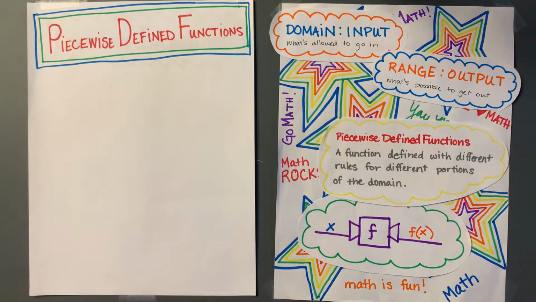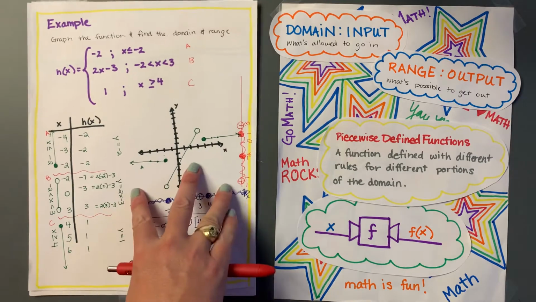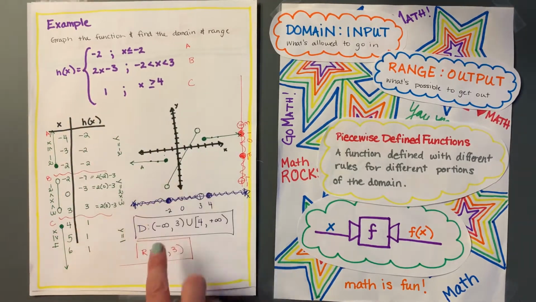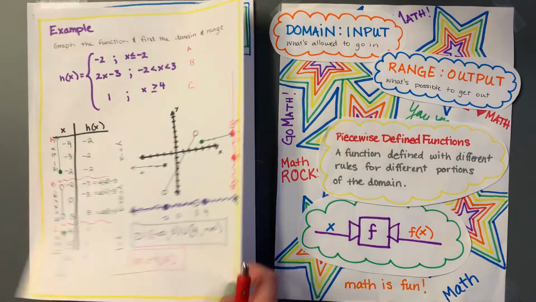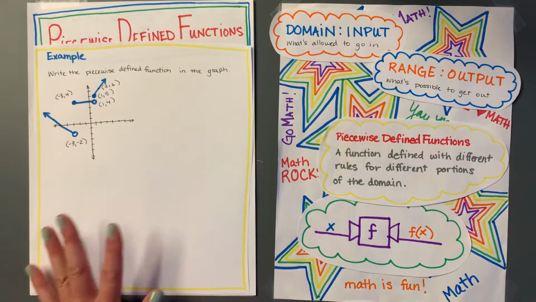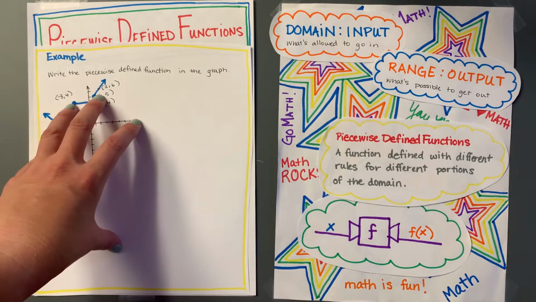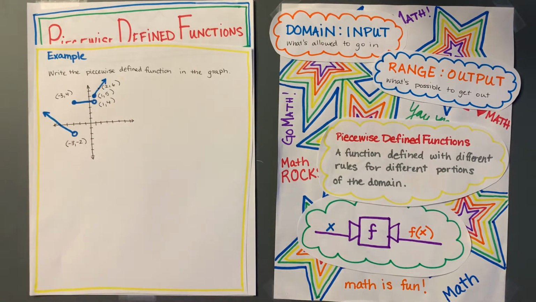Welcome back. We're continuing to talk about piecewise defined functions. In our last video, we had a piecewise defined function that we graphed, and then we found the domain and range. In this video, we are going to go the other direction, and we have a piecewise defined function that we are actually going to write the equation for. So we are going to write that piecewise defined function.